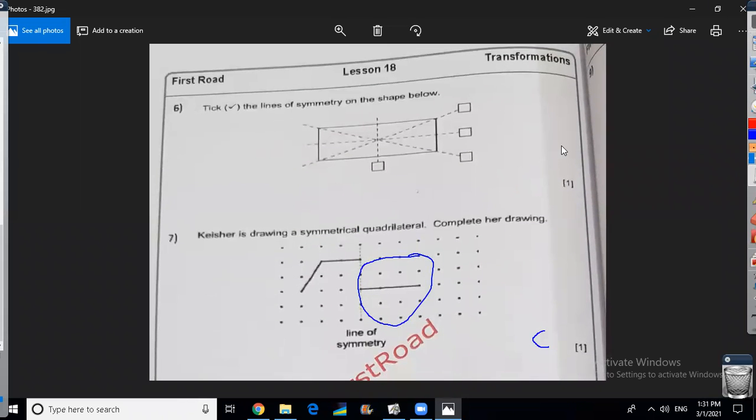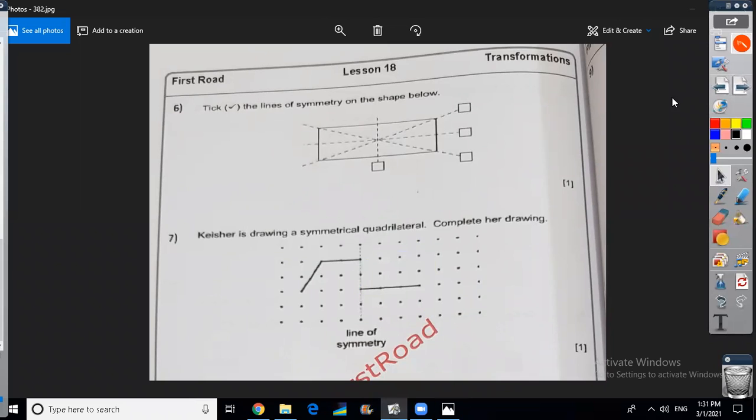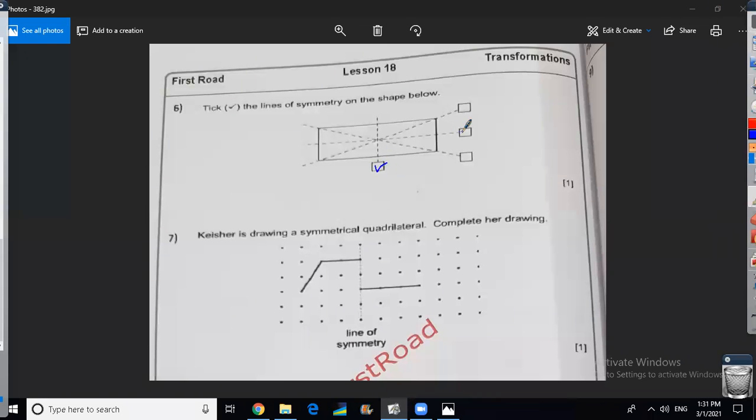Draw the lines of symmetry on the shape below. All right, it's a rectangle, and we know that the rectangle has only 2 lines of symmetry. One is vertical and one is horizontal, and no diagonal. That's it. All right. This person is drawing a symmetrical quadrilateral. Quadrilateral means it has 4 sides. Complete her drawing. Oh, look at this. It's only 1 line of symmetry. And they said here, this is the line of symmetry.